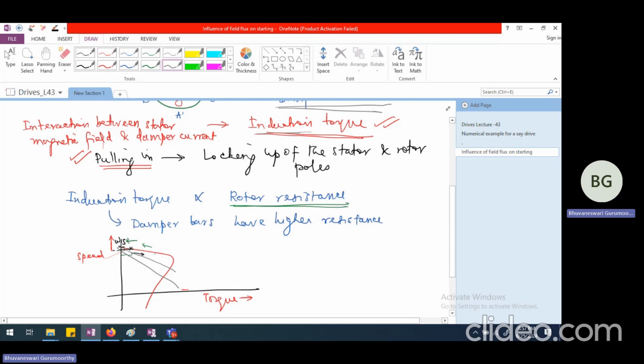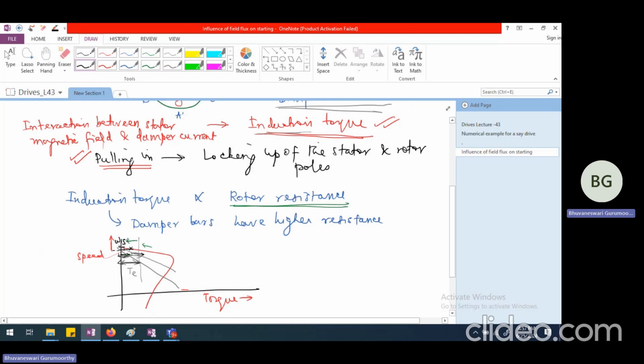And whenever the speed is different from the synchronous speed, you can see that as the rotor resistance, the damper bar resistance, increases, this is the induction torque that is generated. Whereas if the resistance is somewhat smaller, I am going to have larger and larger torque generated for the same amount of speed. If I am talking about a particular speed, I will have much lower torque generated here as compared to the torque generated at this point.